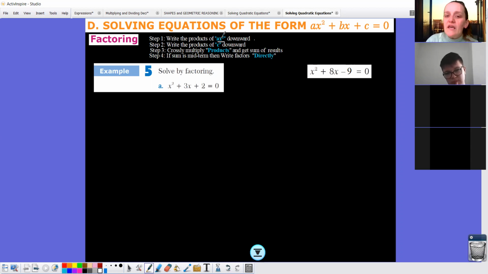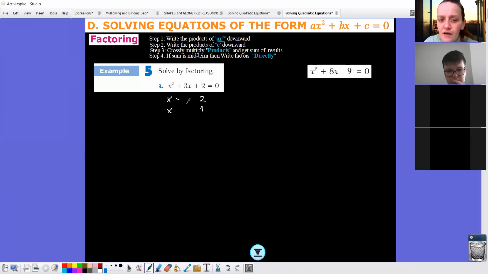What does it mean? Ax squared. Here in this question, we have only x squared. We don't have any number. It means that the factors of this one are x and x. When I multiply x times x, I get x squared. And then the second step, c. Write the factors of the products of c. C here is 2. The products of c are 2 and 1. Yes, I'm writing 2, 1. 2 times 1 is 2.